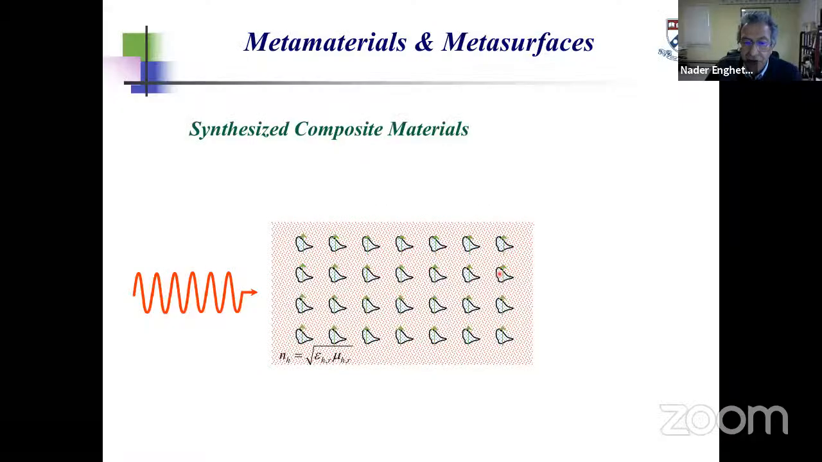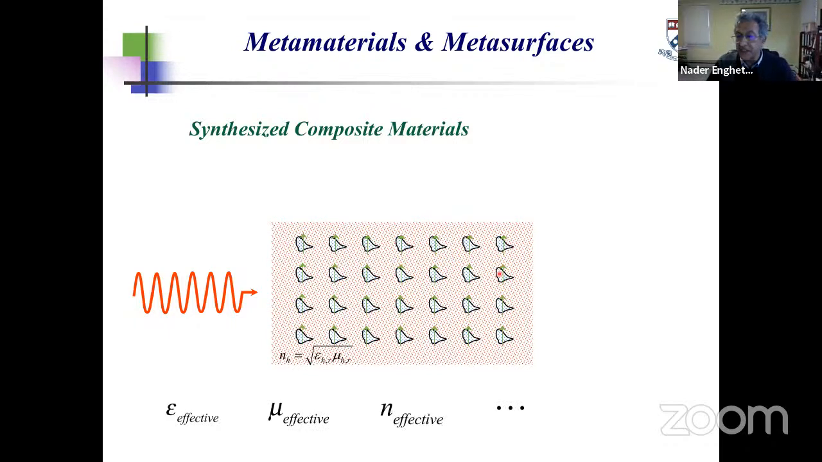When waves hit these structures, you're going to induce electric and/or magnetic dipole moments in each of these elements, and those induced dipole moments can re-radiate. So the observer looking at this entire structure can evaluate some effective permittivity, effective permeability, effective index, and so on. By this structural combination, you can engineer the values of the effective permittivity, permeability, and index of refraction.